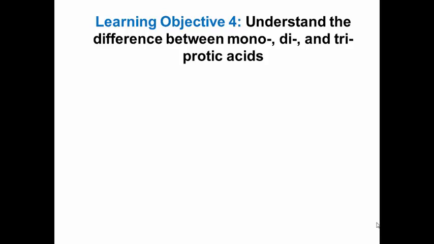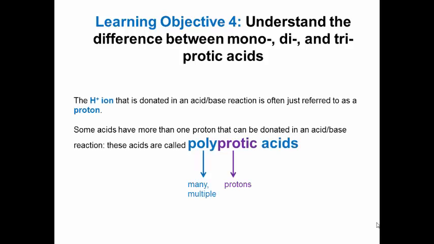So moving on to learning objective 4, understand the difference between mono, di, and triprotic acids. Like we talked about earlier, the H plus ion that is donated in an acid-base reaction is often just referred to as a proton. And some acids have more than one proton that can be donated in an acid-base reaction, and these are called polyprotic acids. So poly means many or multiple, and protic means proton. So that just means that there are multiple protons in the acid that can be ionized.